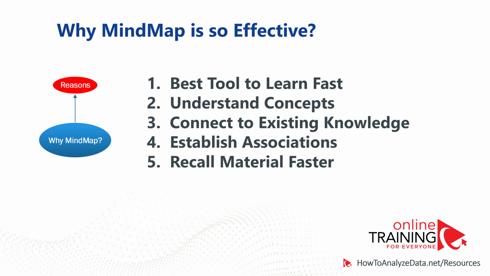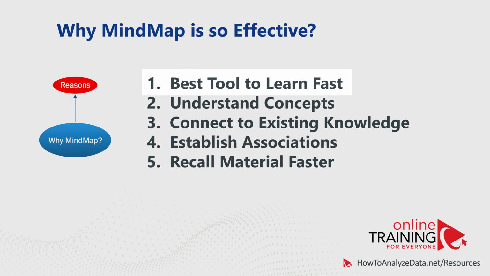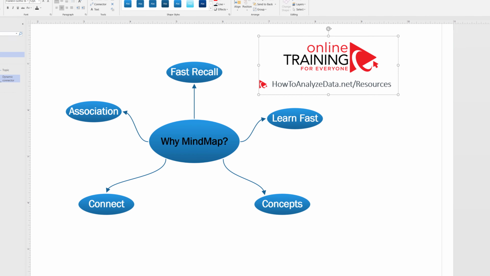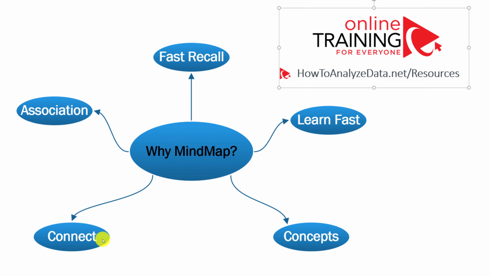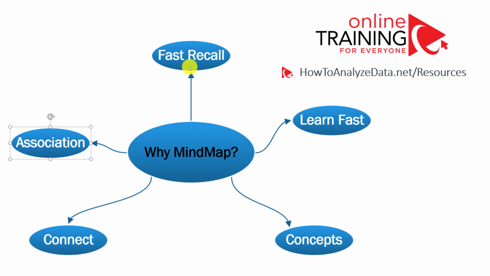Why is a mind map so effective? There are 5 main reasons. It is the best tool available today to learn material fast. Mind mapping allows you to quickly understand important concepts, connect information you're learning to existing knowledge you already have, build associations with existing topics you already know, and recall material that you're learning much faster.